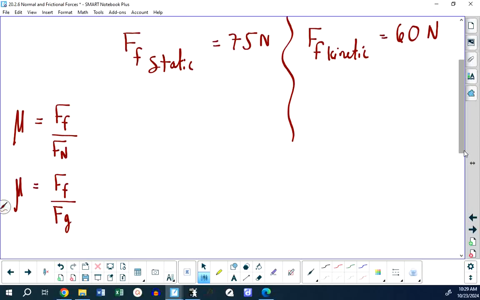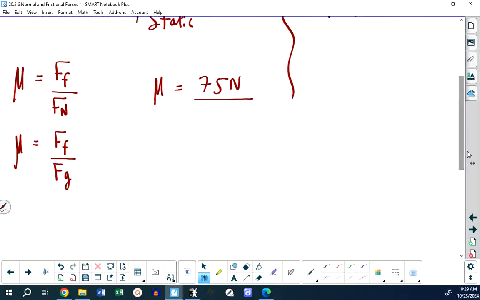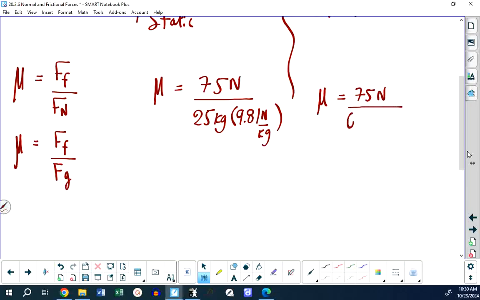And that means I can take for the coefficient of friction here, 75 newtons divided by 25 kilograms times 9.81 newtons per kilogram. And we should have learned enough by now to know that if you're going to divide this, you better put that denominator in brackets or calculate that denominator first and then divide. And over here, we're going to have mu equals 75 newtons over 60 kilograms times 9.81 newtons per kilogram.